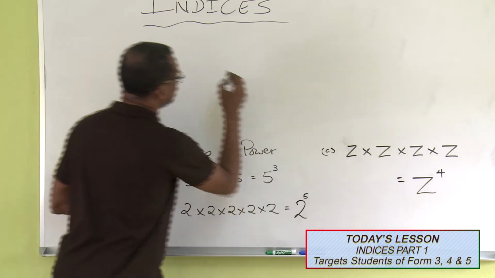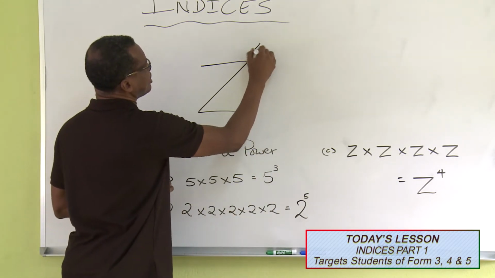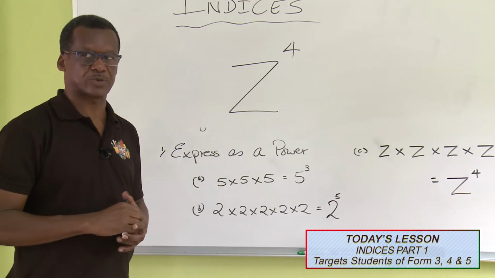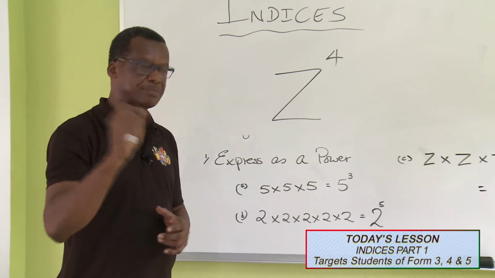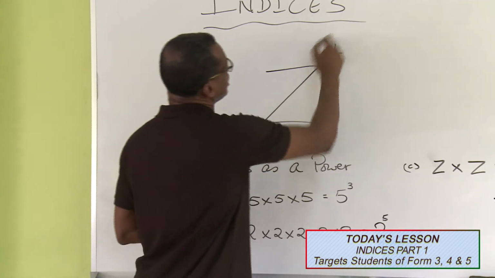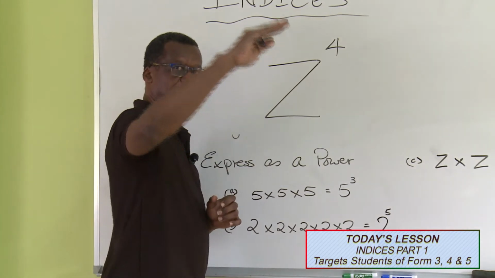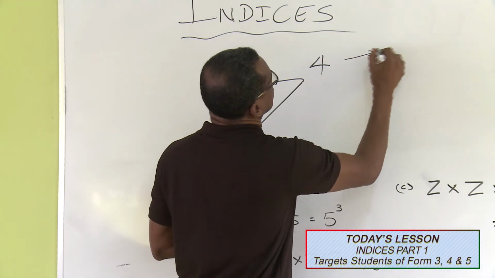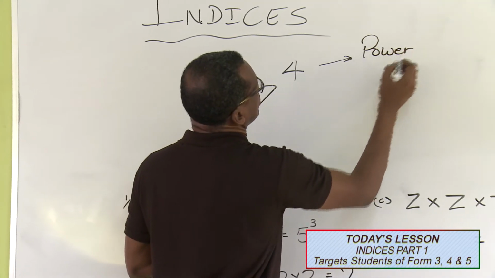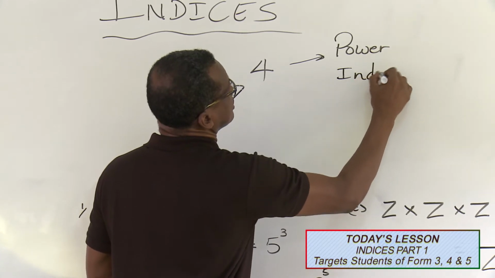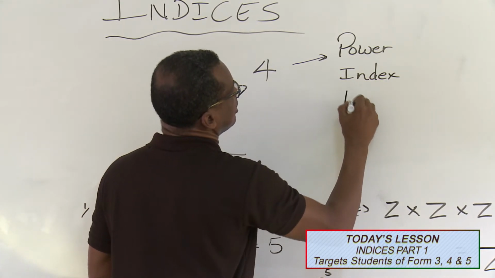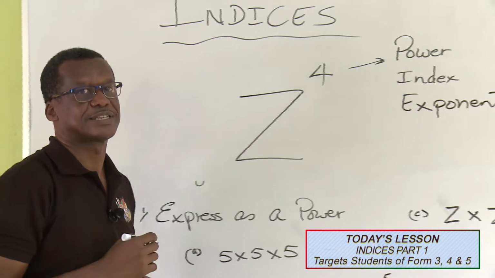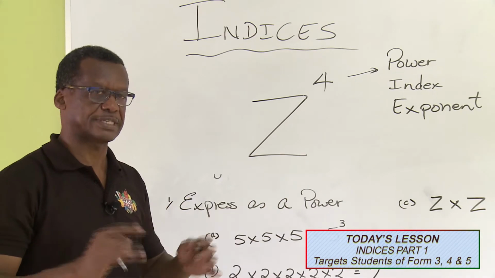Let's use the second one. Z to the power of 4. Observe the difference in size once again, because we're going to give them names. The smaller number to the top and to the right side of the bigger number is called the power, or the index, or the exponent. They all mean the same in this lesson.